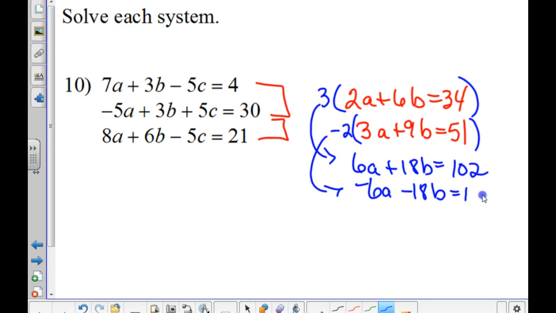Uh-oh. Awesome. 0, 0. Okay. There's more than one solution to this system. So then what about the other? Yeah, about C. You can stop here at this point.